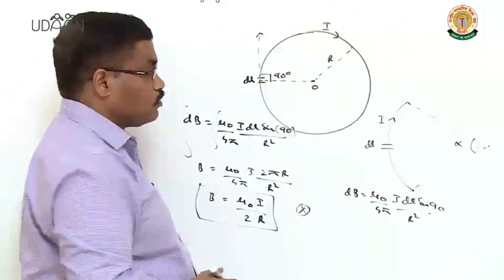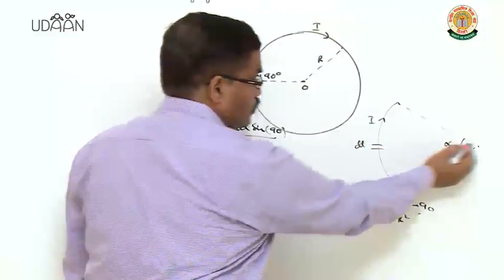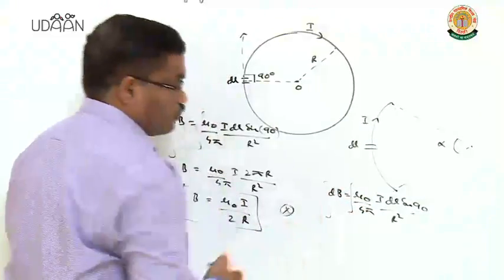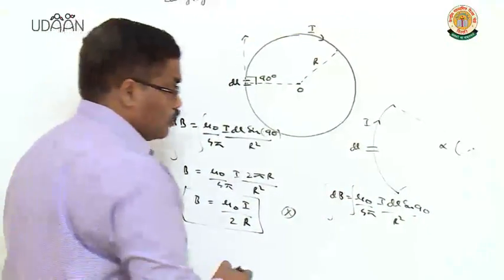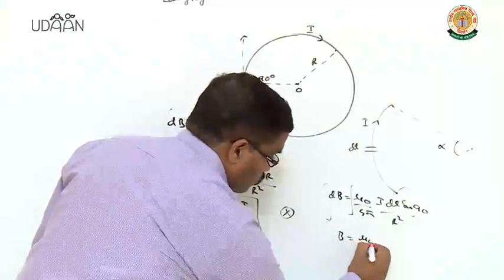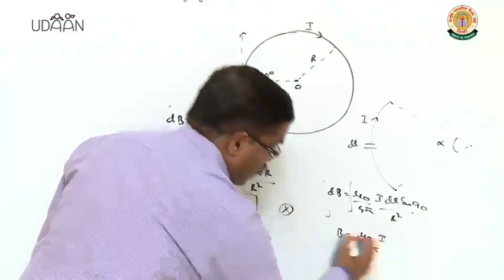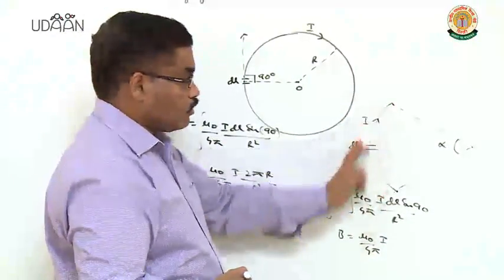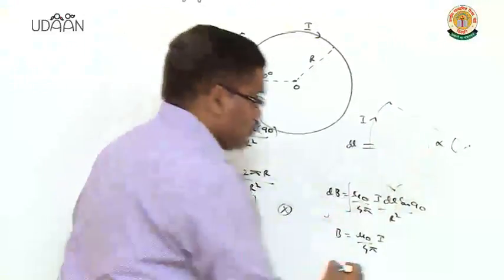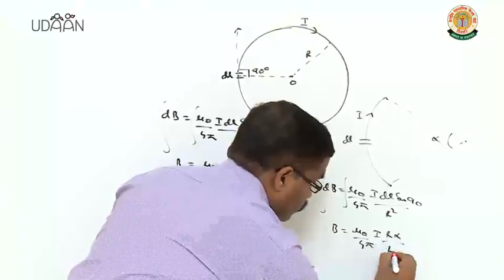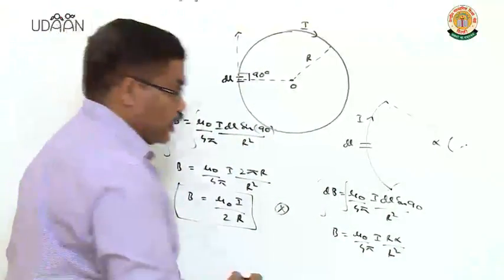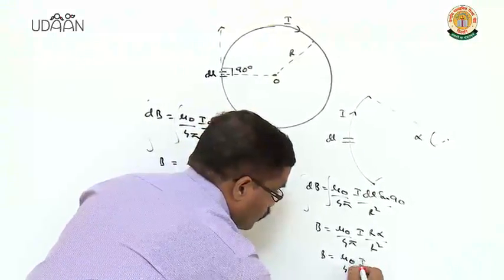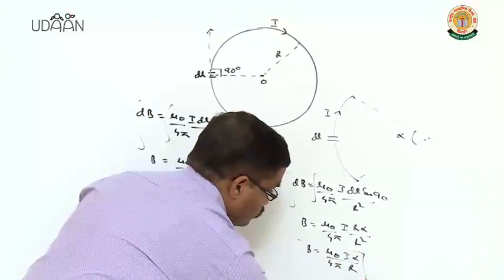For any circular element, do remember the angle between the current element and your position vector will always be 90 degrees. Now in order to find the total magnetic field, I'll integrate both sides. Now on integrating, I'll get B = mu naught upon 4 pi, I into, if I integrate dl, I'll get the length of the entire element. Now the length of the entire element in terms of the angle subtended alpha will be r into alpha, divided by r square. Or you will have B = mu naught upon 4 pi, I alpha upon r.